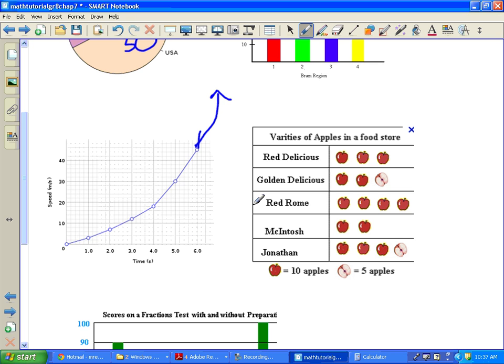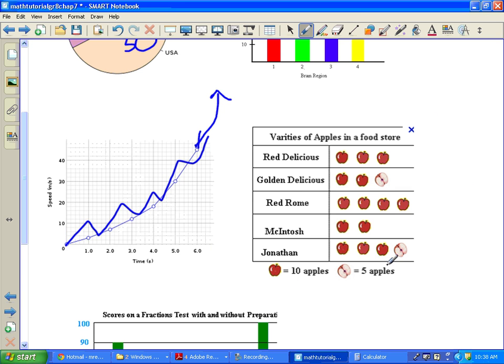The only downside to this one, sometimes it doesn't go nice and neat like this. Sometimes the data can go like this, and it's not always going up and down. It might be going zigzag. And it doesn't show the parts of a whole. It doesn't show you what each one is compared to the next, or compared to the whole thing.